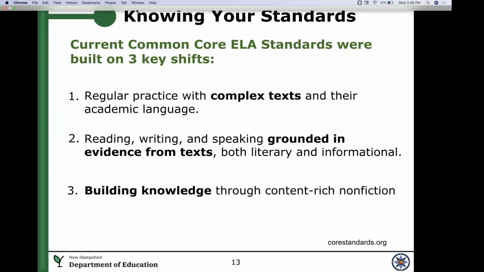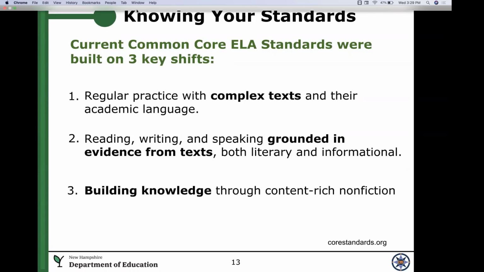Historically, many teachers have put a heavy emphasis on writing that is based in experience or opinions. And while this is great and there's a place for that writing, that alone cannot prepare students for the rigor of college and beyond. And the final major shift that they took into consideration is building knowledge through these content-rich nonfictions that kids are reading.